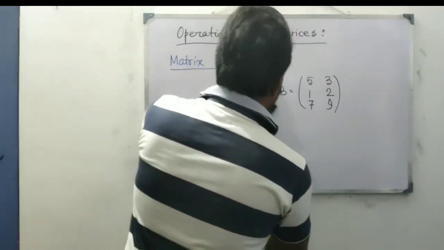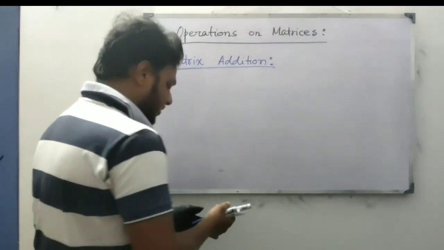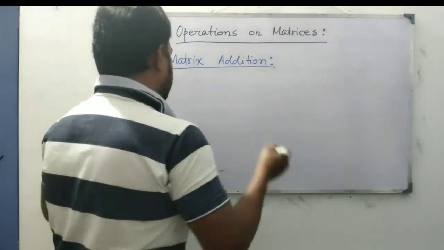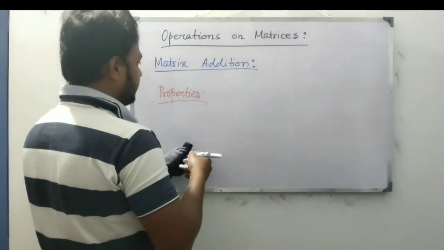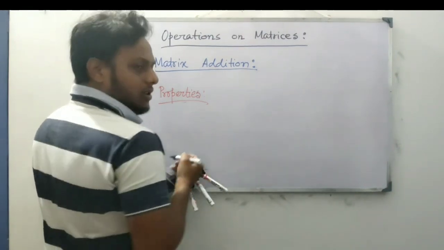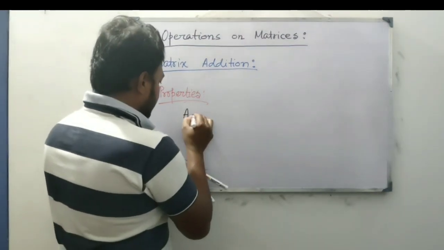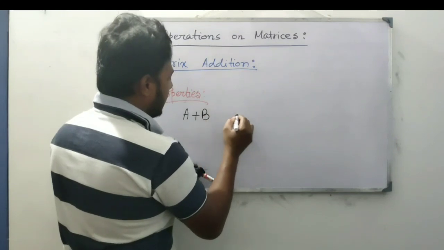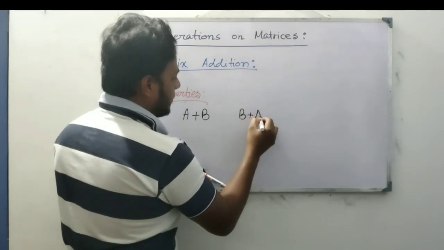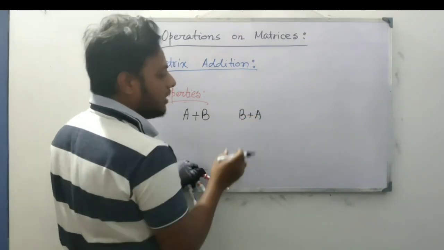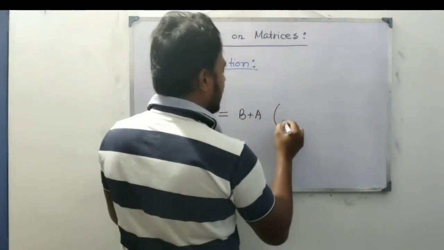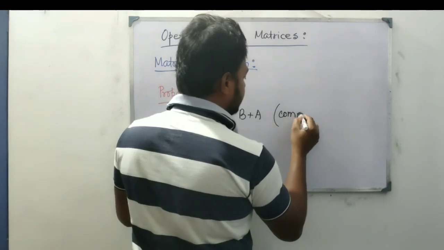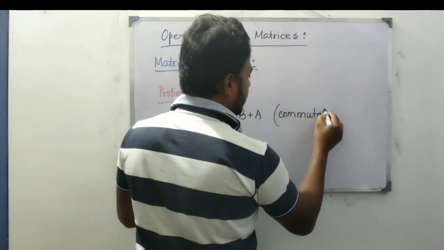Next, some important properties of matrix addition. Suppose you consider two matrices A and B, then A plus B and B plus A will give us the same result. So A plus B and B plus A are the same. This rule is known as the commutative property on addition.